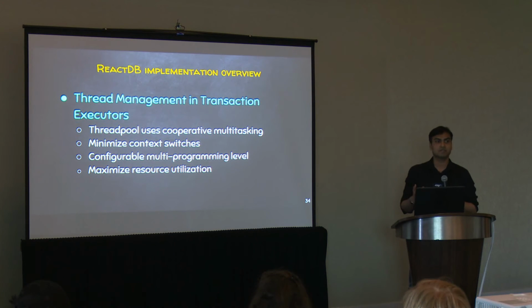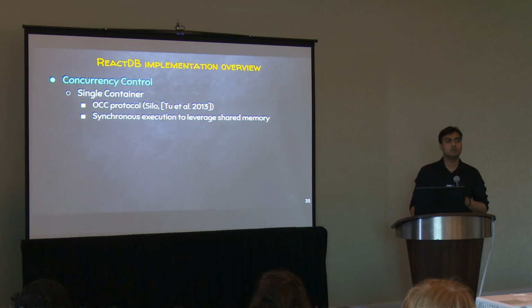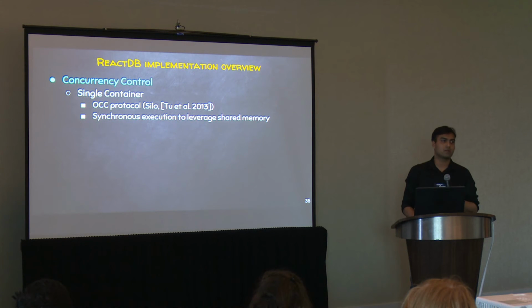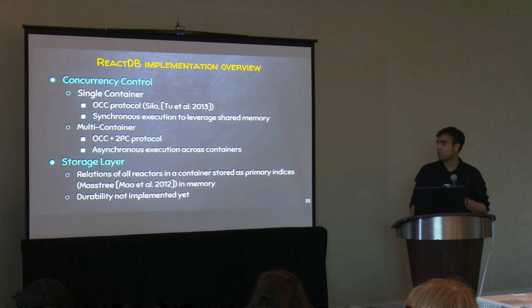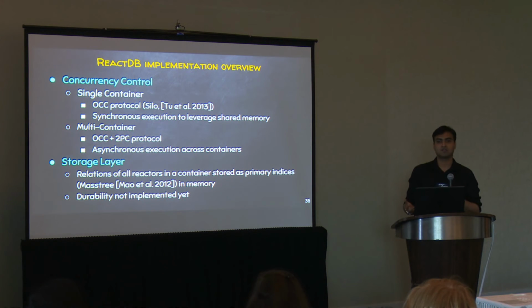Transaction executors consist of a thread pool that is pinned to a specific core, and they utilize cooperative multitasking to minimize context switches, and they use a configurable multi-programming level to maximize resource utilization. For concurrency control, we use the optimistic concurrency control protocol from Silo for single container transactions, and for multi-container transactions, we use optimistic concurrency control and two-phase commit. Now, relations of all reactors in our system are stored as primary key indices using an adaptation of Masstree from Silo. We do not have support for durability yet in our system.